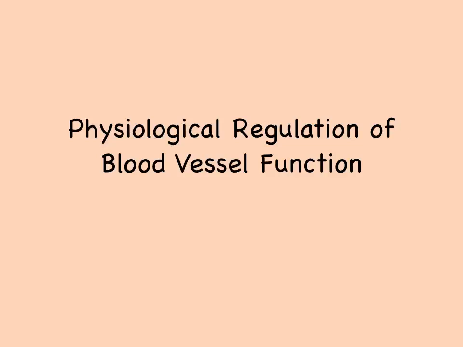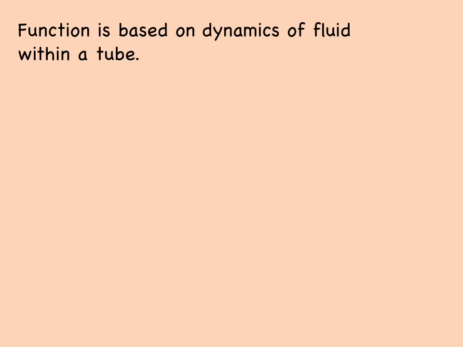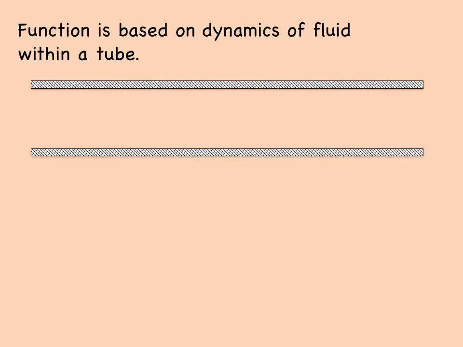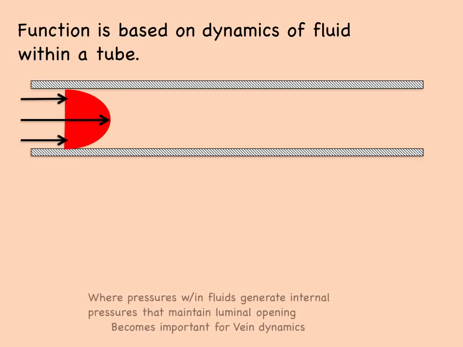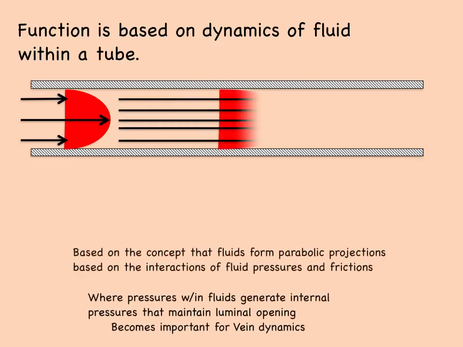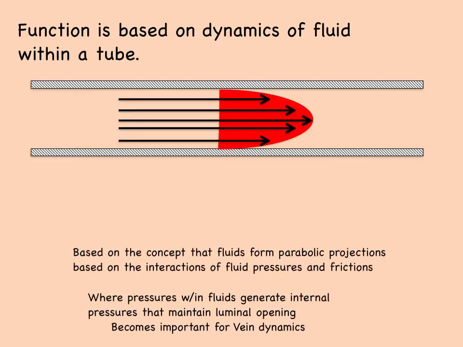In the physiological regulation of blood vessels, what we're going to do is take a look at how the lumen of the blood vessels will be regulated and how that regulation is going to affect the overall function of the system. So the system is going to be based off of dynamics of fluid movement within a tube. What we have to remember is that fluid is going to be moved based off of internal and external pressures between the fluid and the lumen itself.